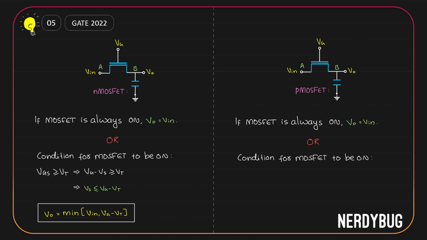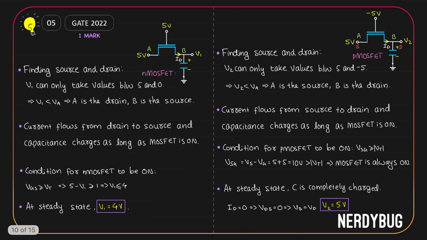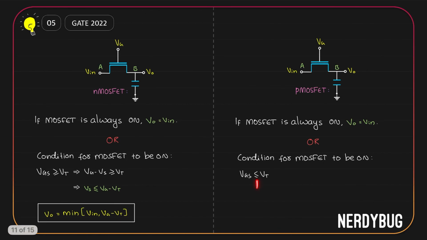Similarly, the condition for a pMOSFET to be on is that VGS should be less than or equal to V threshold. Over here, I have written VGS should be greater than or equal to magnitude of V threshold. Magnitude of V threshold is actually negative of V threshold. That is why here it is greater than or equal to, and here I am taking less than or equal to. Now, VGS is less than or equal to V threshold means Vg minus Vs is less than or equal to V threshold. Or we can say Vs is greater than or equal to Vg minus Vt.